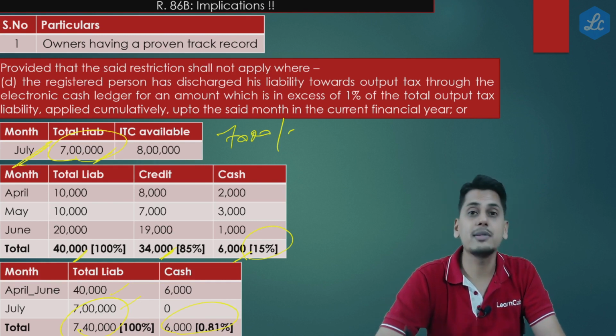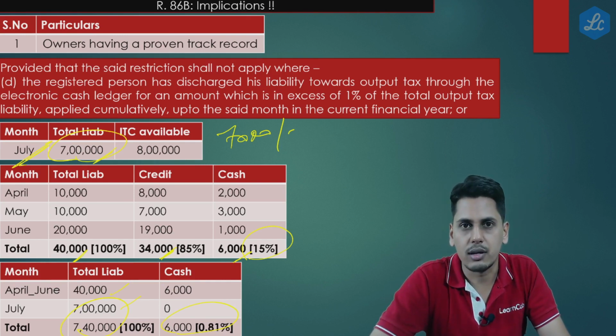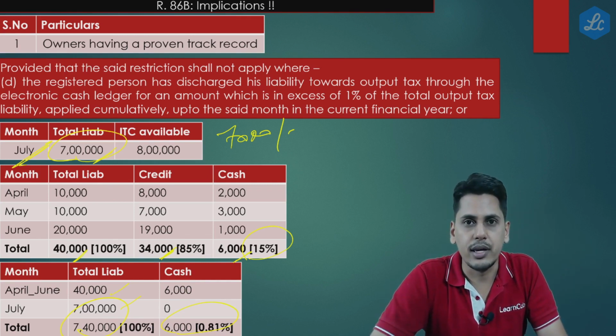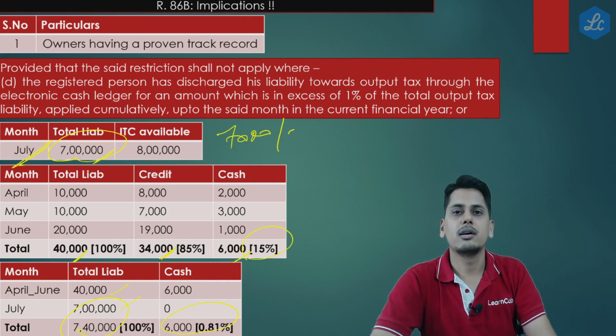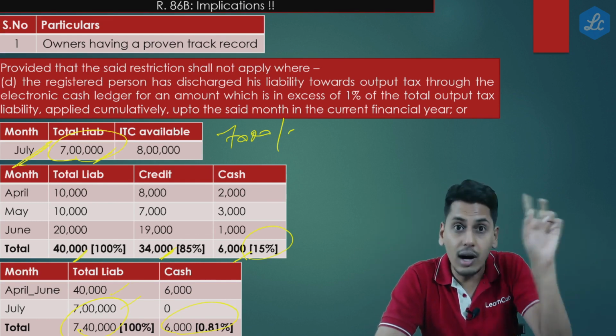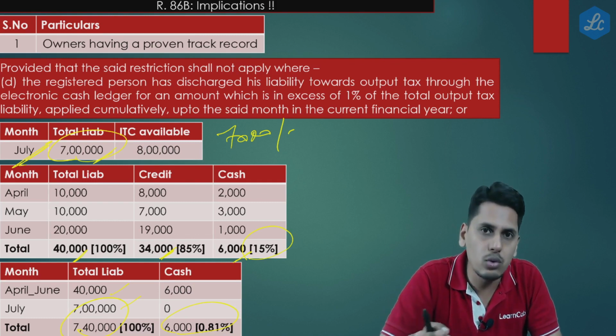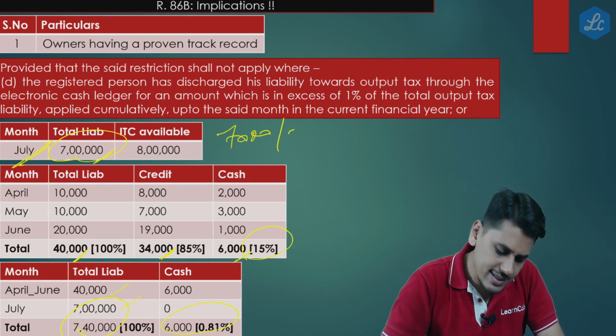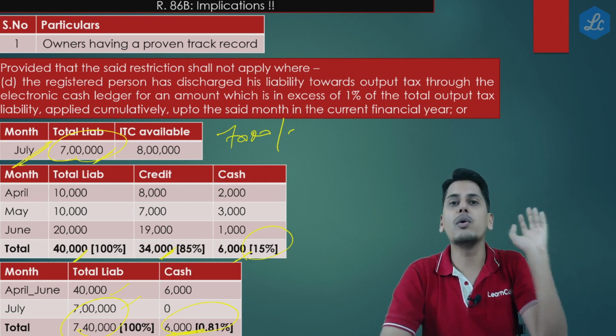Friends, there could be some planning which can be done over here. Friends, please understand, the provisions of Rule 86B is requiring me to comply with Rule 86B on a cumulative basis. It is not asking me to comply with Rule 86B on a month-on-month basis. Now, friends, please analyze what is the shortfall over here.